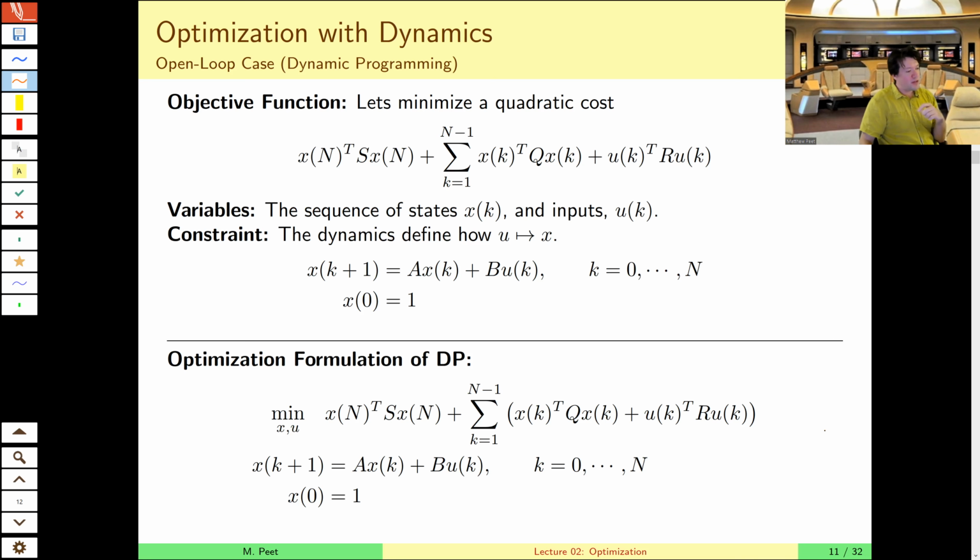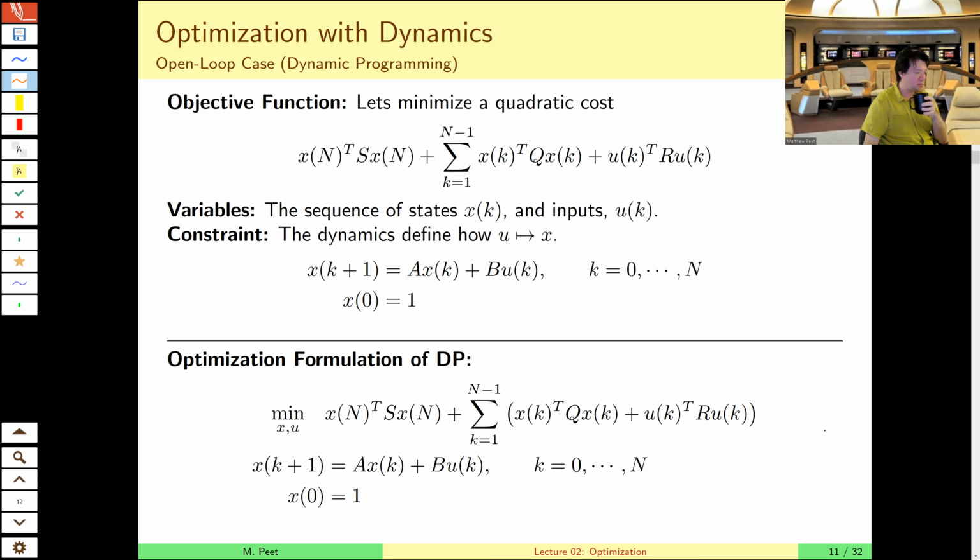Okay, so let's move on now to something that looks a little bit more like a controls problem. We want to say that controls problems can be formulated as optimization problems. So, okay, well, prove it. This is an optimization problem which goes by many names. One name is LQR. One name is dynamic programming, but it's equivalent.